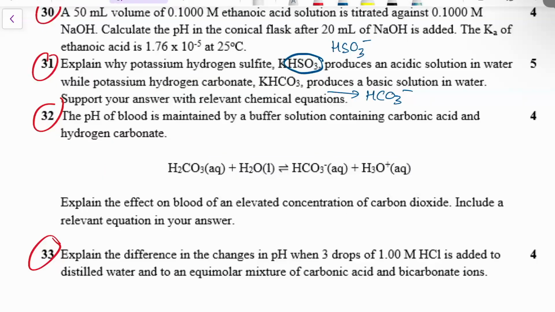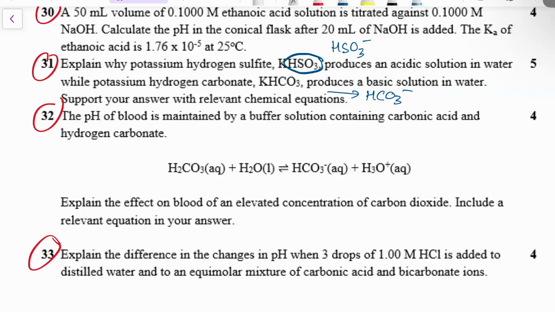32, the pH of blood is maintained by a buffer solution containing carbonic acid and hydrogen carbonate. Explain the effect on blood of an elevated concentration of carbon dioxide. Include a relevant equation in your answer. So this is not straight from your syllabus. It's a little bit of a different worded question. A straight from your syllabus question would be like, just explain how a regular buffer works. This one's slightly different. So let's have a look.